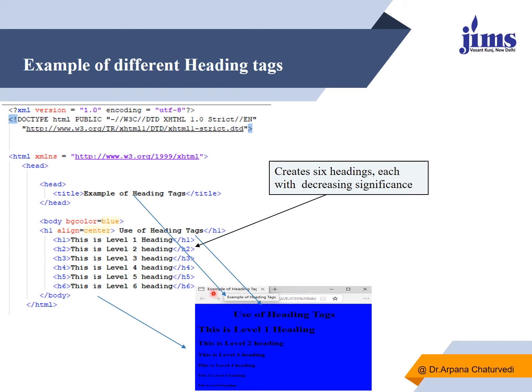Then this is a heading tag. Then these are the different H1, H2 to H6 tags which are in decreasing order. So you can see all the tags are properly paired. It is mandatory to pair all the tags. All are in small case. This is a title, this is a heading, and these are all 6 levels of heading.